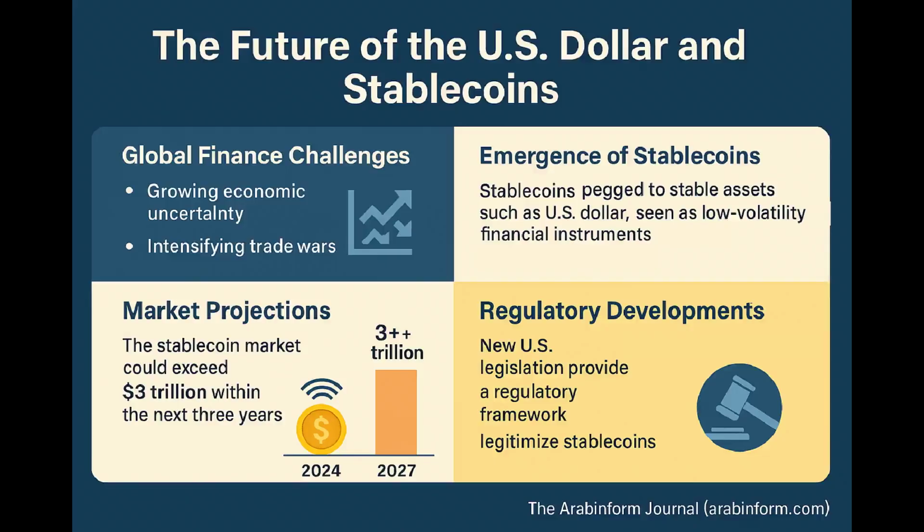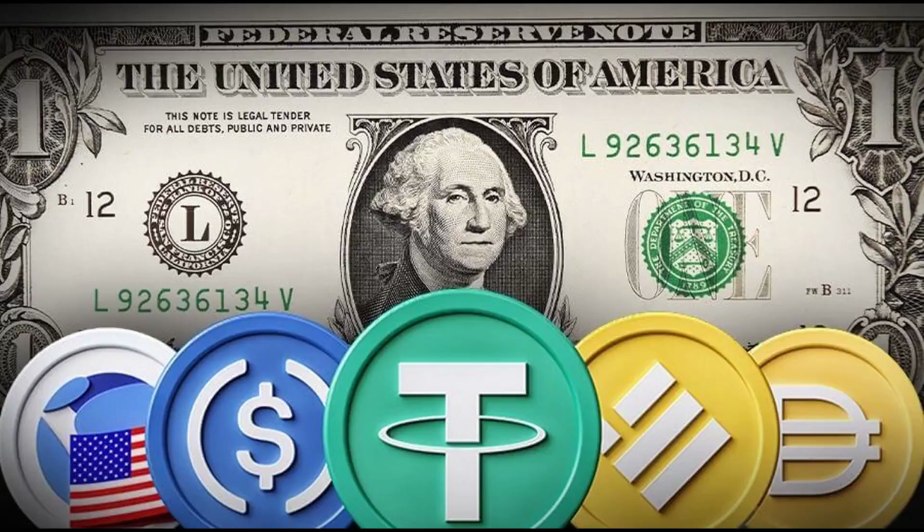The Guiding and Establishing National Innovation for U.S. Stablecoins Act, the Genius Act, marks a pivotal moment in the regulatory landscape for digital assets, particularly stablecoins. Signed into law on July 18, 2025, the Genius Act introduces key strategies that not only reshape the U.S. stablecoin market but also challenge global currency norms. Here are the 4 most valuable points for in-depth analysis and discussion.